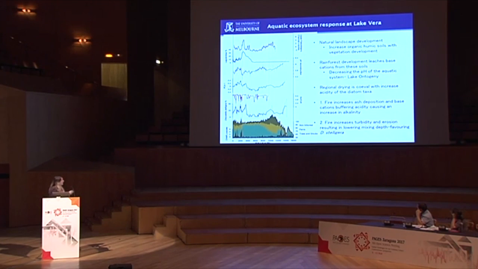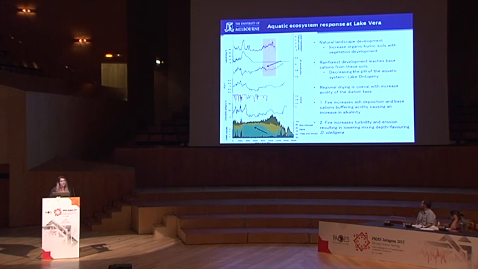So what I believe we're seeing here is natural landscape development, where you're getting more vegetation on the landscape, increasing those organic humic soils around the catchment. And then eventually you start to get more of an increase in rainforest taxa development, which will eventually leach these base cations from the soils, lowering buffering capacity, and then slowly decreasing the pH of the lake. And so this is termed lake ontogeny.